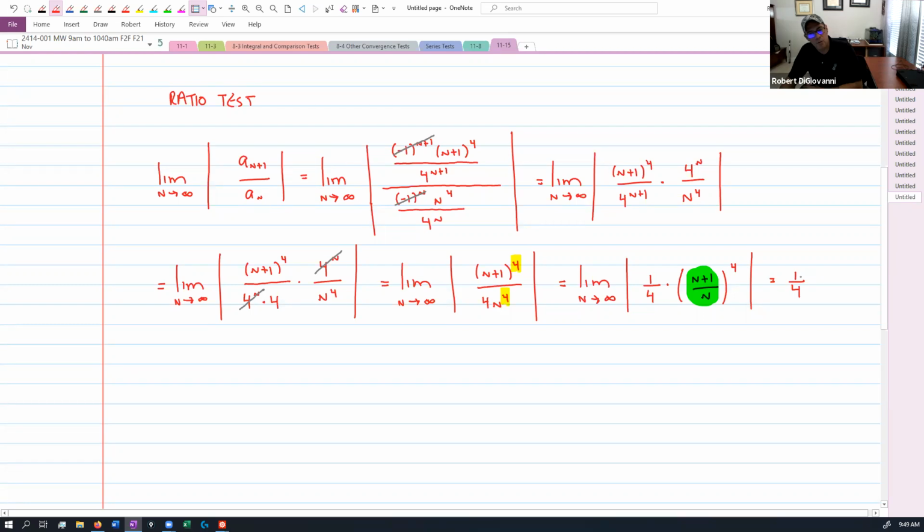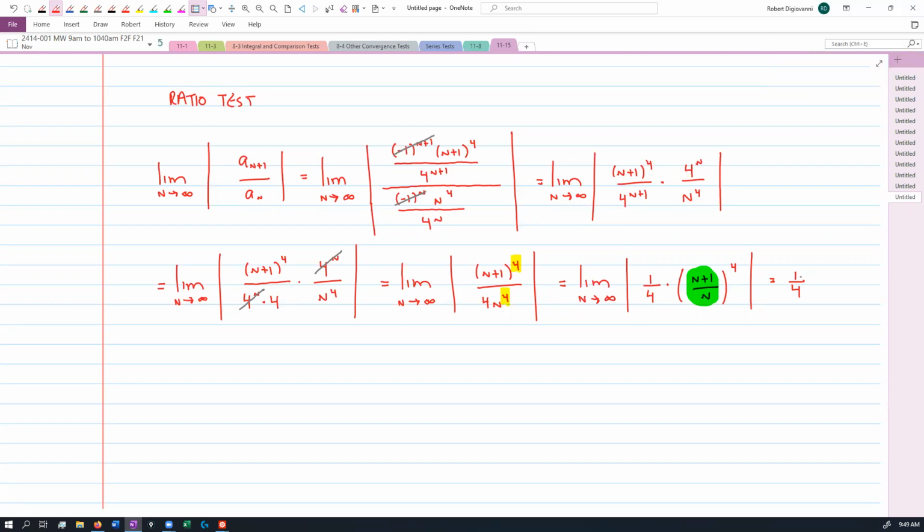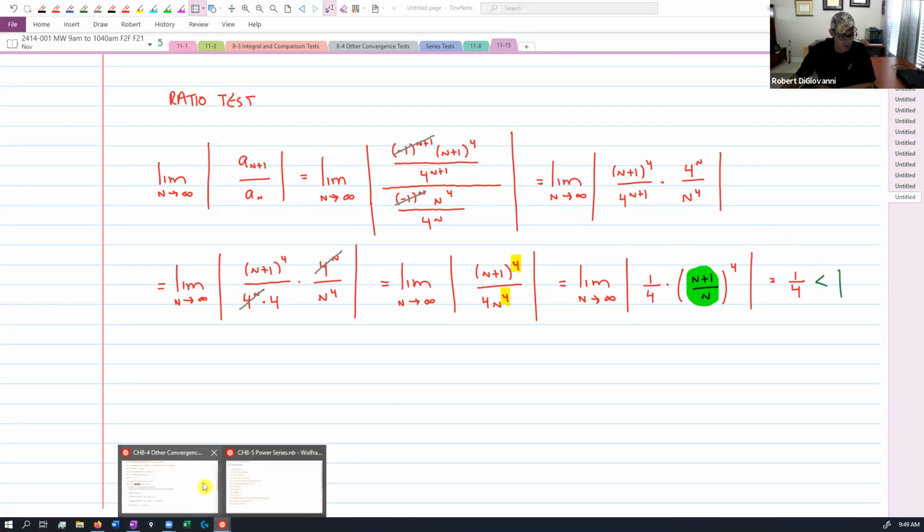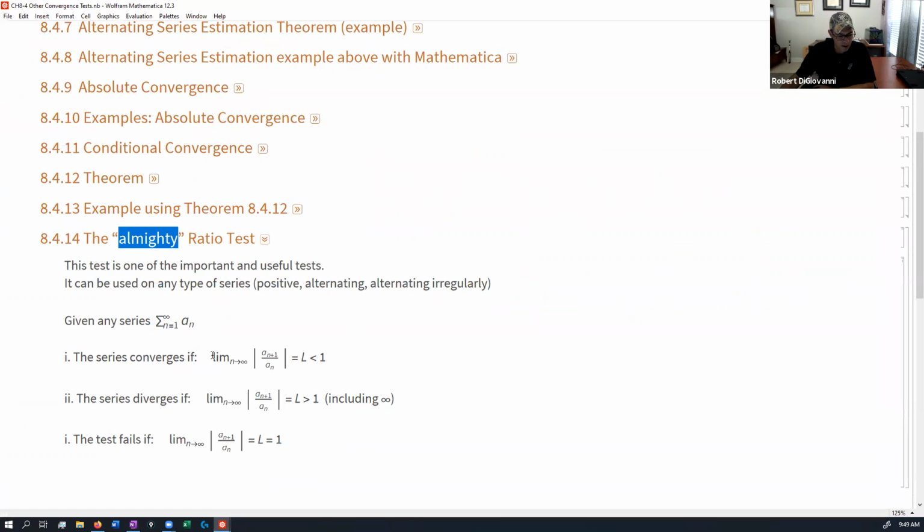So what's our conclusion? Converges. It converges because this answer is less than 1. And the ratio test says that if you run this limit and get an answer L that's less than 1, then you've got convergence of the series. What do y'all think? Pretty good, huh?